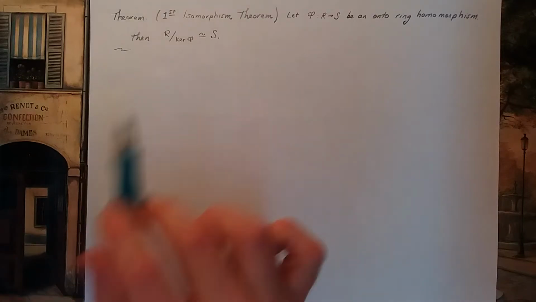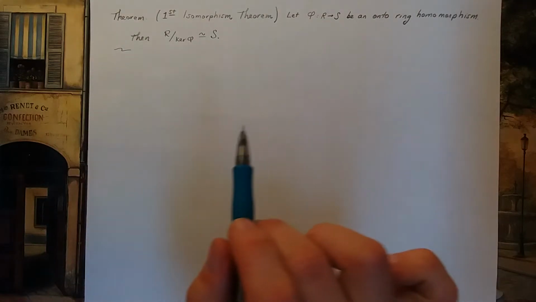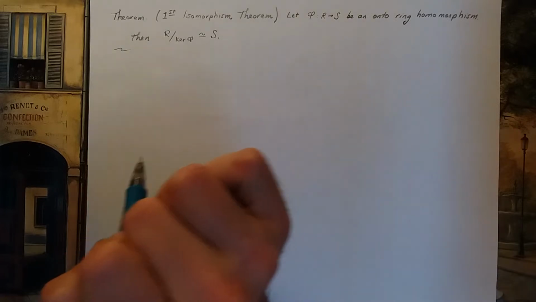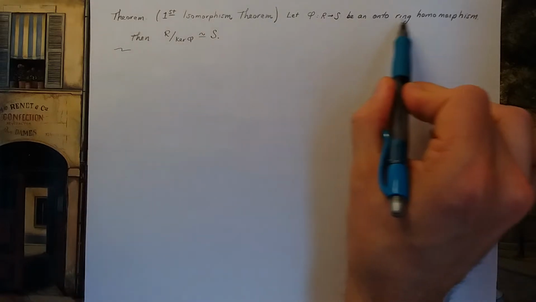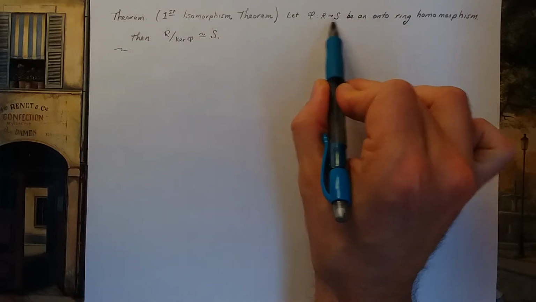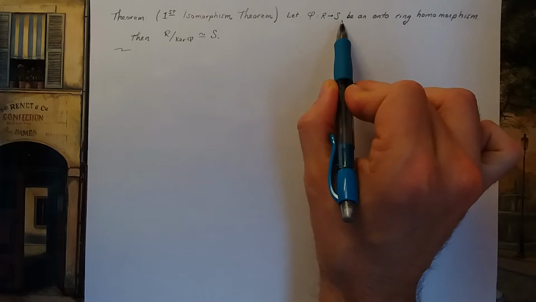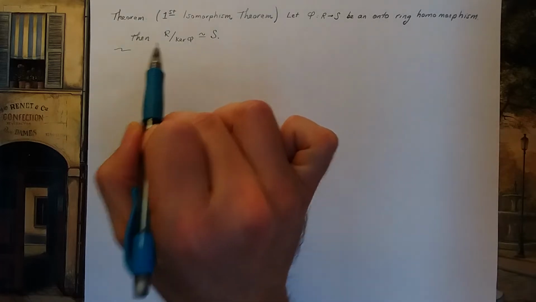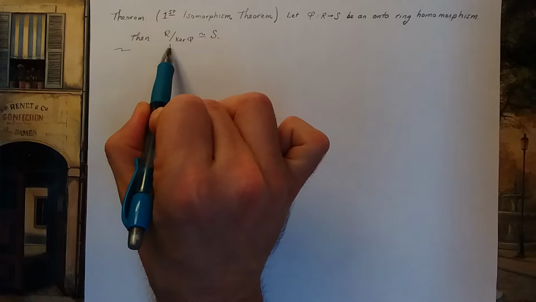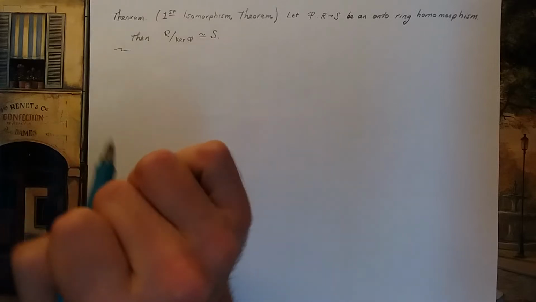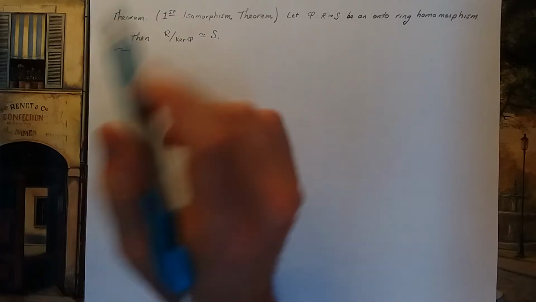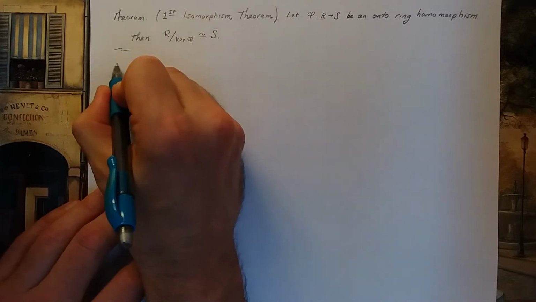So we've seen the first isomorphism theorem for groups. Here's the same statement, but for rings. If I have an onto ring homomorphism from a ring R to a ring S, then the factor ring R mod the kernel is isomorphic to S. So here's the proof.